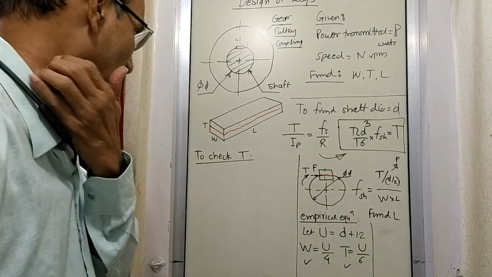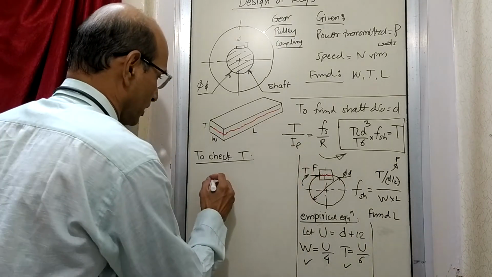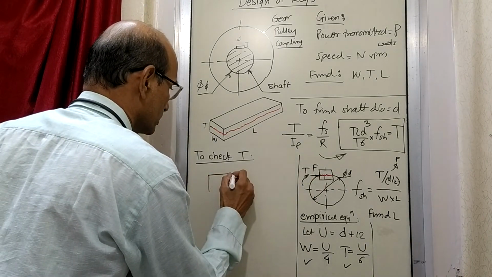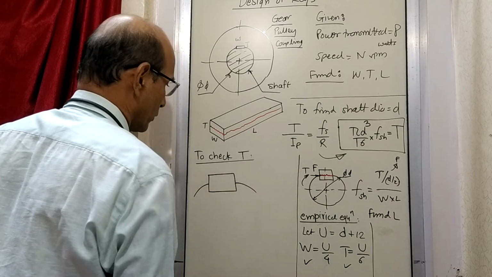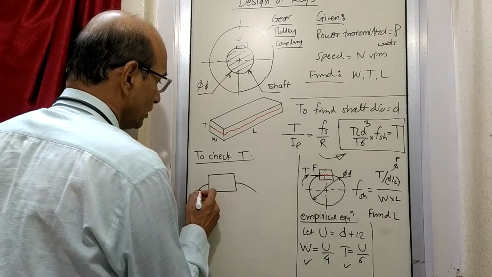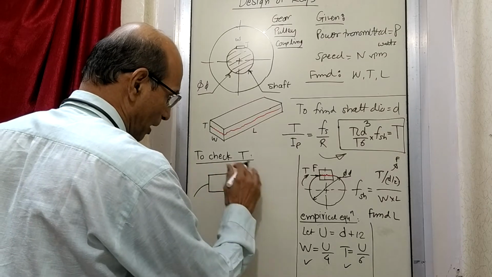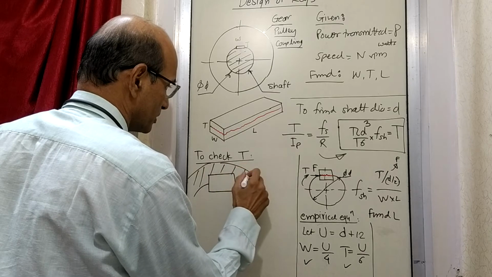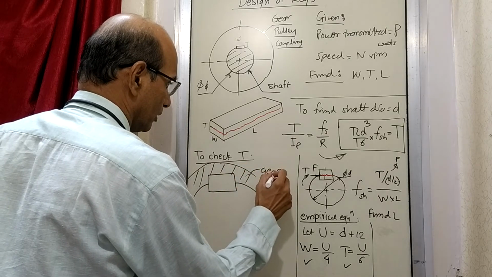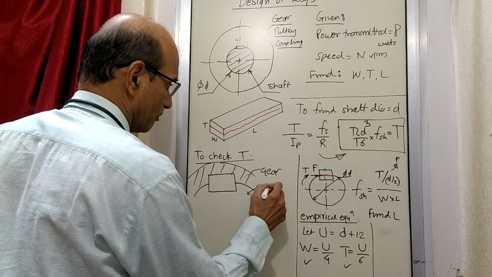Now you will realize that if I draw this figure maybe here again, then this is the key. I am drawing it slightly larger. Okay, like this. And the outside part, I will draw maybe like this. This is the gear and this is the shaft.